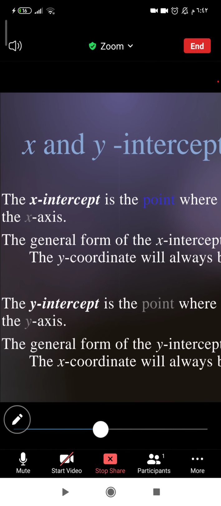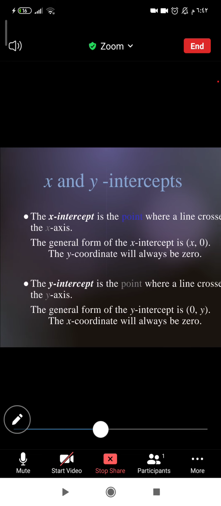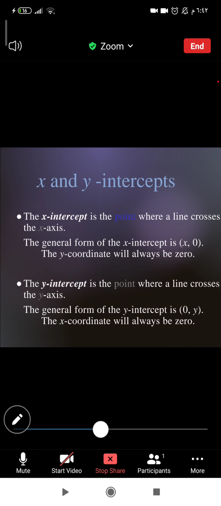Now I will talk about x and y intercepts. What do x and y intercepts mean?